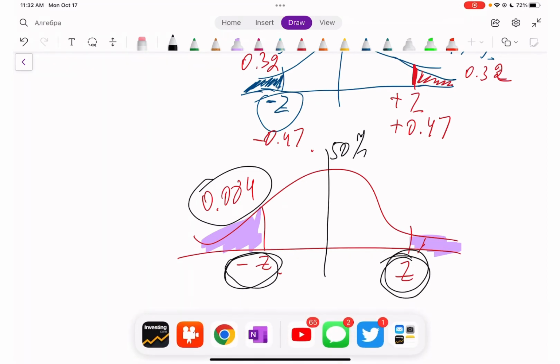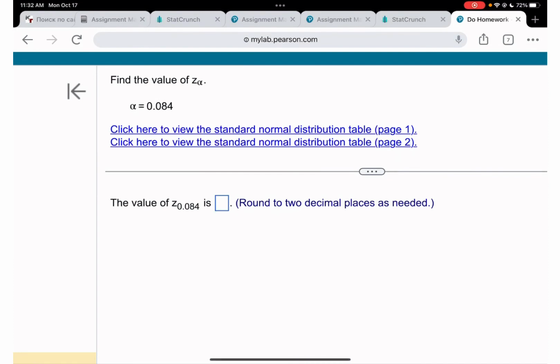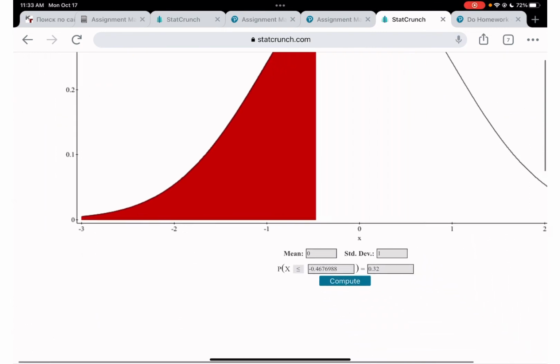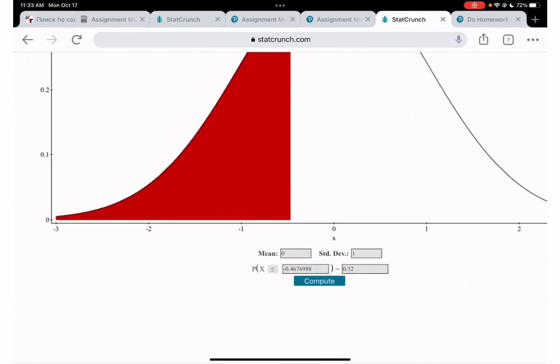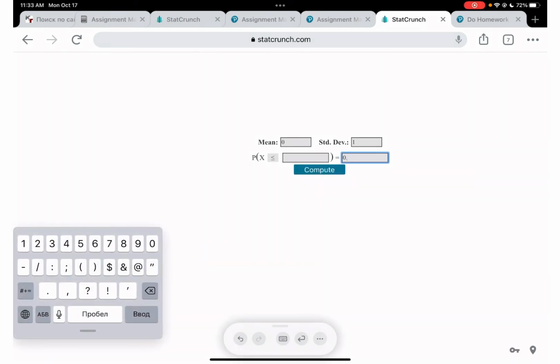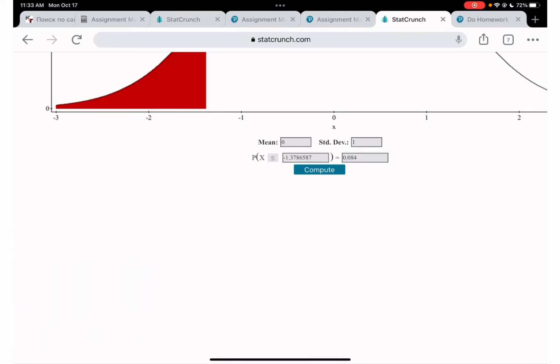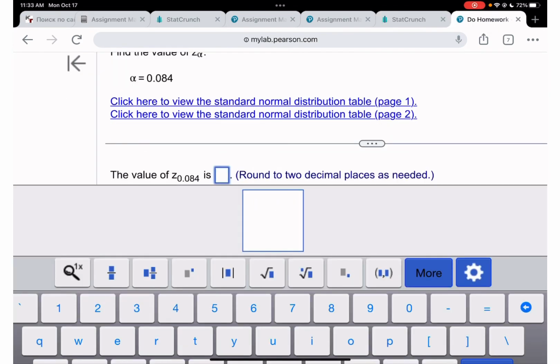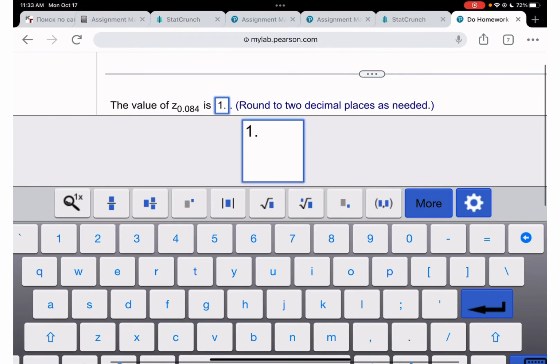Let's do it. 0.084. Okay, it's going to be less than or equal 0.084. Okay, entering, and I'm getting negative 1.38, negative 1.38, which is, I'm flipping sign, I'm getting positive 1.38. Okay, 1.38.